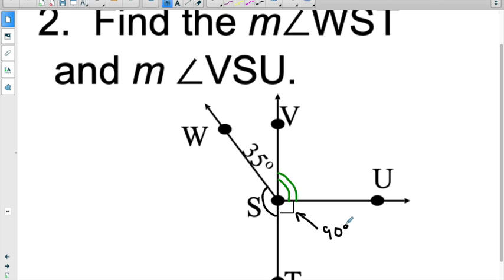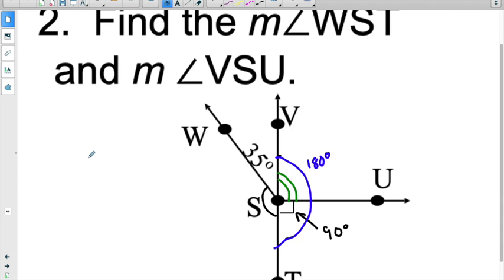What else do I know? I know that this line right here is a straight angle. All of this, let's go a different color, let's go blue, from here all the way to here is 180 degrees. So that opens up 180 degrees. So if I think about it like this, the whole thing is 180. This is 90 degrees. How much is left over?